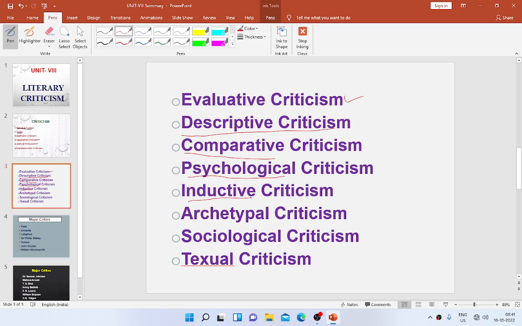The example of archetypal criticism is The Rime of the Ancient Mariner by S.T. Coleridge. It is an archetype of a spiritual journey which all men experience. The next one is sociological criticism. Talking about sociological criticism, it is enjoyed much by the critics, and it became especially popular in the 20th century. It regards a literary work as a product of social factors and ideologies.